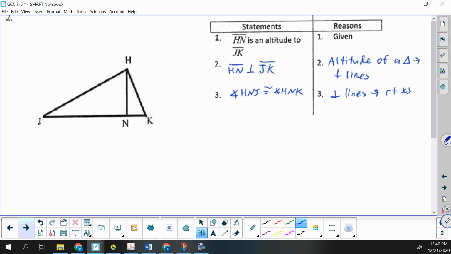Well, now in number 2, we have perpendicular lines. So that tells us what our next reason in 3 should be. In 3, we should use our perpendicular lines reason. So we'll do perpendicular lines implies right angles. So we have to state, oops, I have an error there. This is supposed to say angle HNJ and angle HNK are right. Okay, angle HNJ, so this angle right here, and angle HNK are right.